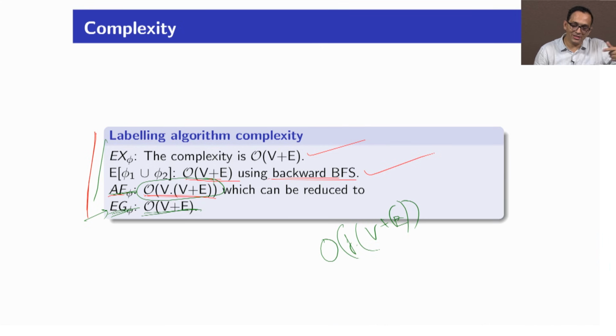If the formula is big, you have to take the size of that F also. But one search is V plus E, and this may depend on the size of the formula. So, the overall model checking complexity will be order of F into V plus E. So, this detailed algorithm I will discuss in the next class.